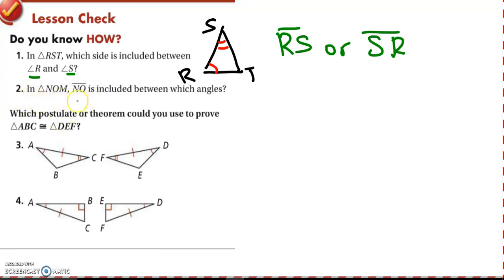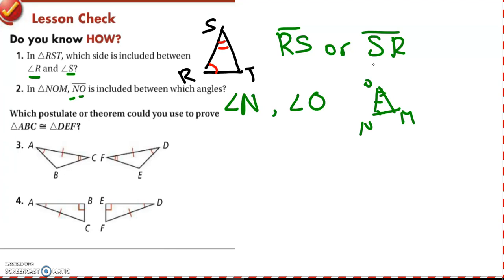In triangle NOM, side NO is included between which two angles? Well, if we apply the same logic we just used, N and O, side NO is going to have included angles, angle N and angle O. And if we want to draw the picture just so we see it, NOM, here's N, here's O, their included side is NO.